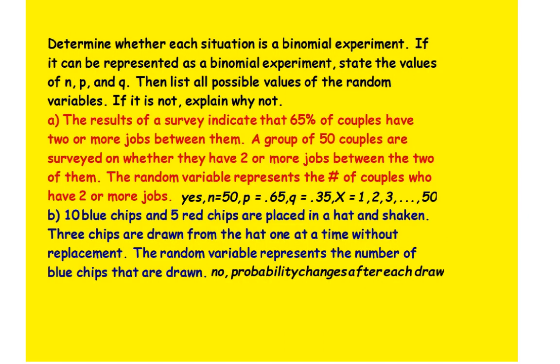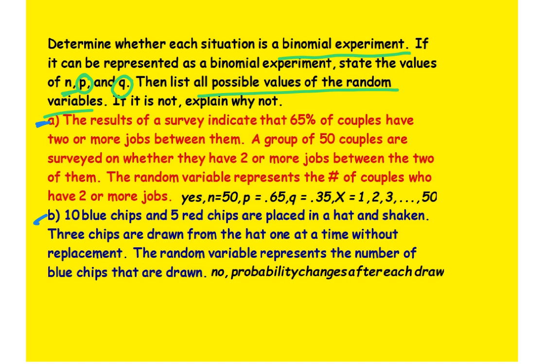We're going to look at 2 scenarios here, scenario A and scenario B. First of all, we're going to determine if it's a binomial experiment. And if it is, we're going to state n, which is the number of trials, p, which is the probability of success, and q, which is the probability of failure. Then list all the possible values of the random variable. If it's not, we're going to tell why.